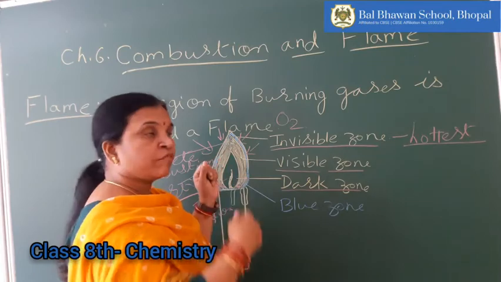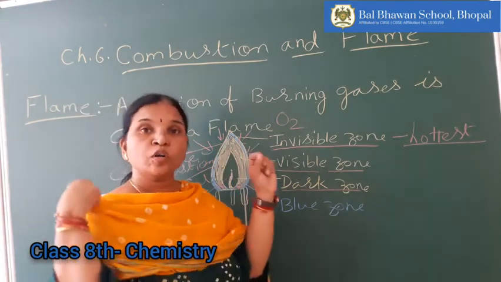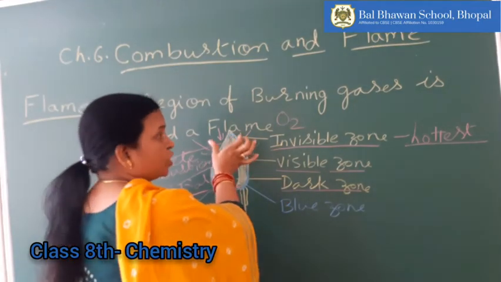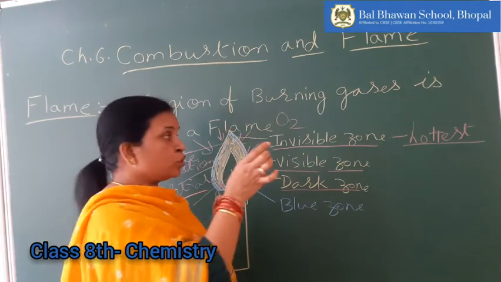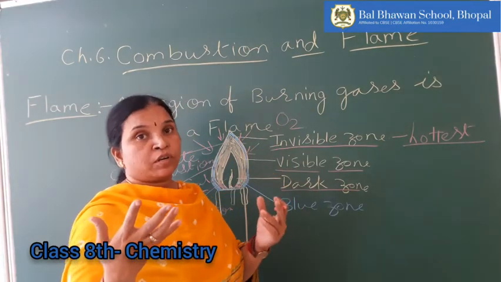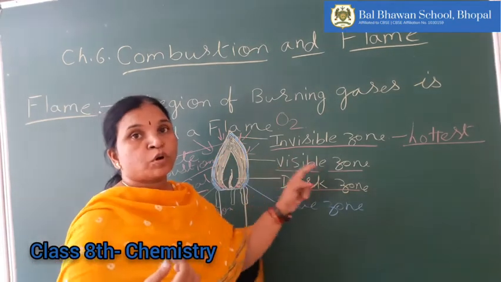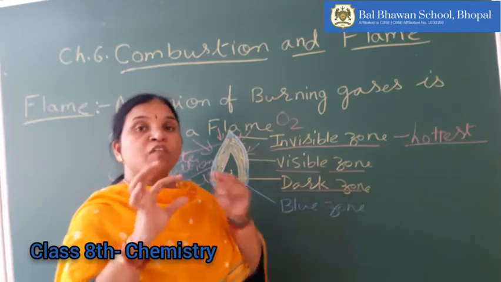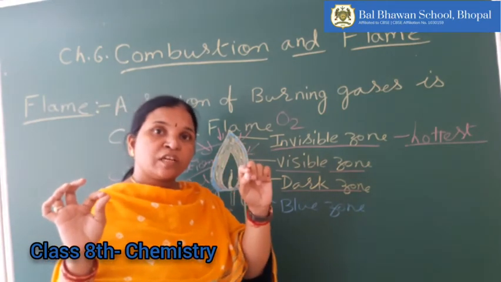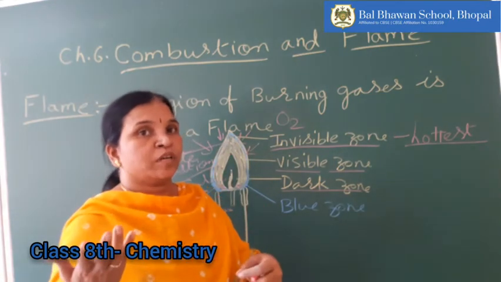You will observe that when you place it on this invisible zone or non-luminous zone, within a few seconds the portion of the wire which is exposed to this non-luminous zone will become red hot, whereas the portion which is exposed to this visible zone or luminous zone or yellow zone will turn blackish in color. Why will it turn blackish in color? Right, due to the deposition of unburned carbon particles.